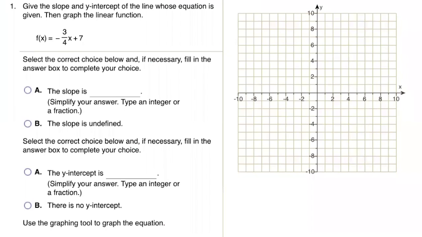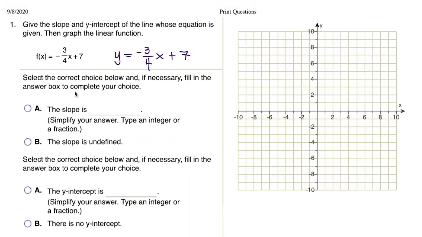Let's take a look at a sample problem from Mymathlab. You are asked to give the slope and y-intercept of the line whose equation is given as f of x equals negative 3/4 x plus 7, and then you're asked to graph that linear function. First of all, please realize that f of x is just one way to name the output of a function. We could write this equation equivalently as y equals negative 3/4 x plus 7.